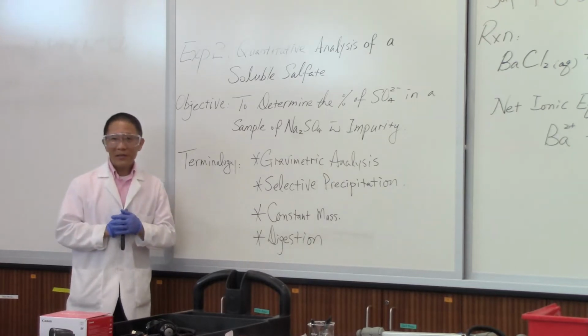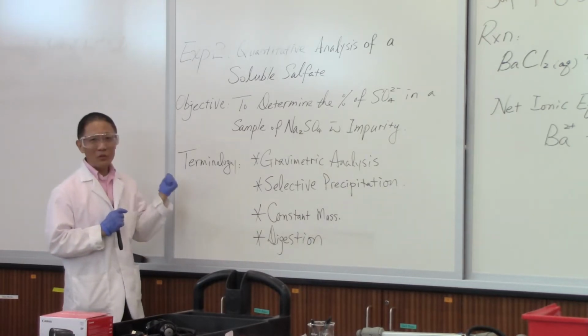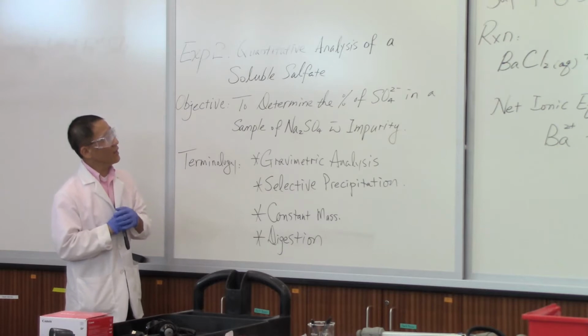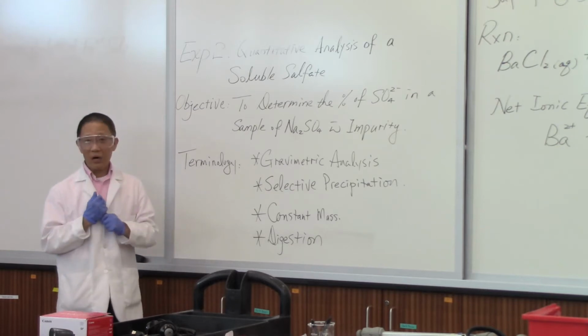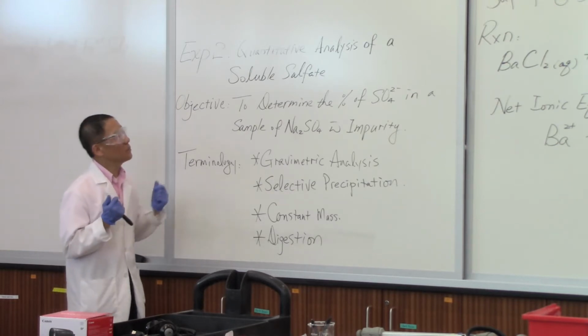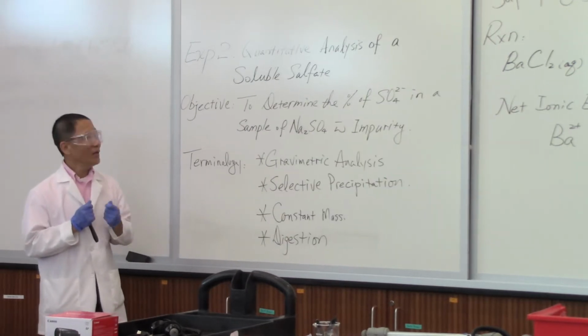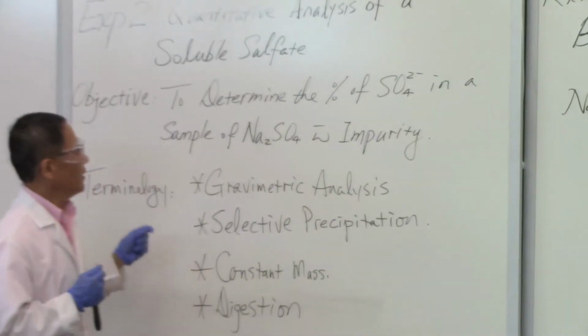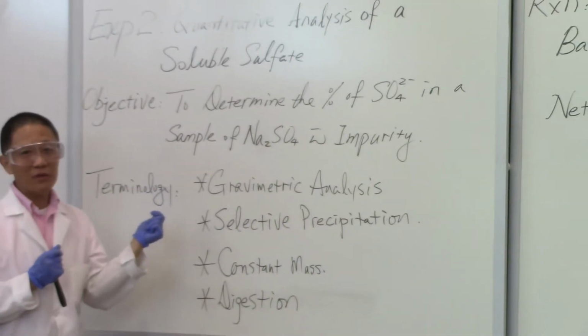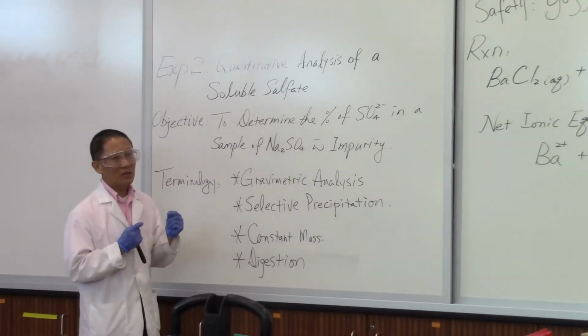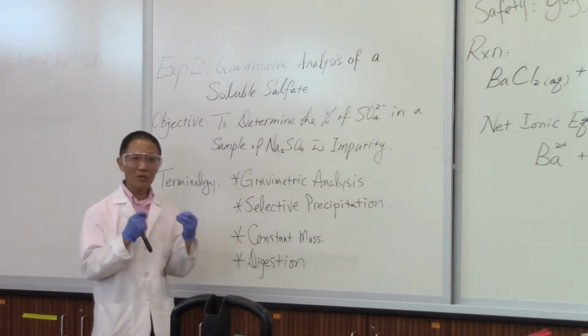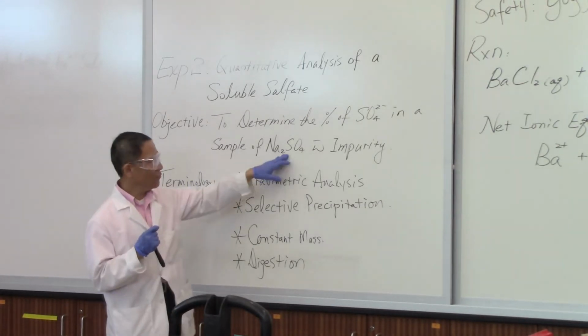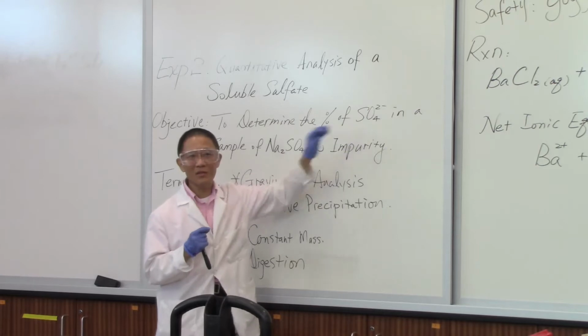Good morning, everybody. We're going to do experiment number 2 today. This is a quantitative analysis of a soluble sulfate. The primary objective of this experiment is to determine the percentage of sulfate ion in a sample of sodium sulfate with impurity. And of course, if we have pure sodium sulfate, based on the formula, we can determine the percentage of the sulfate ion.